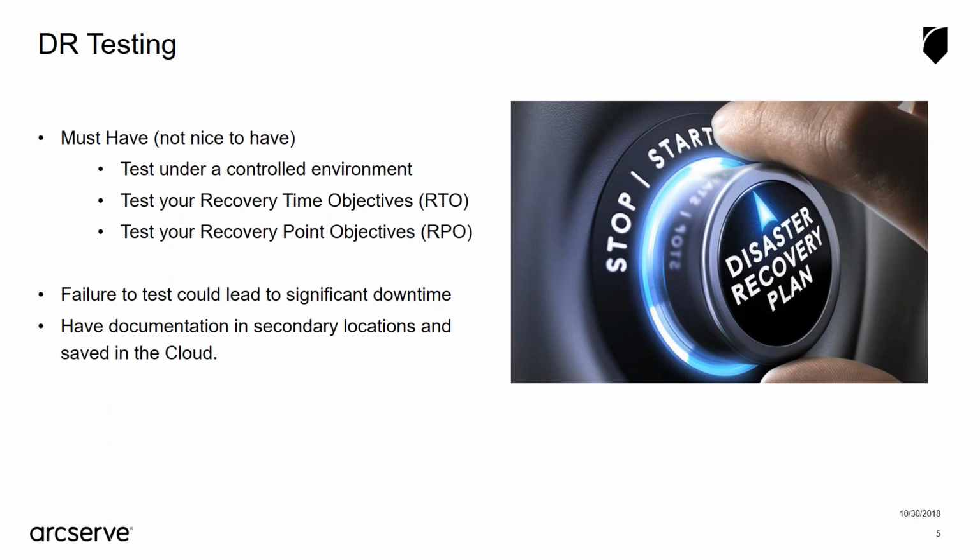The recovery time, I will talk about that in a minute, but the RPO is key to understand how much business data you can afford to lose in a DR recovery process. And I'll explain that in a minute. Failure to test could lead to significant downtime. Have documentation in secondary locations and saved in the cloud, because obviously if you've got a folder with all your DR procedures sitting on your ops shelf and your building burns down, no one's going to be able to access that. So you should have documentation in multiple locations and also saved in the cloud so it can be accessed from anywhere.